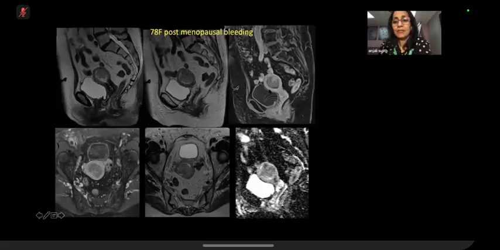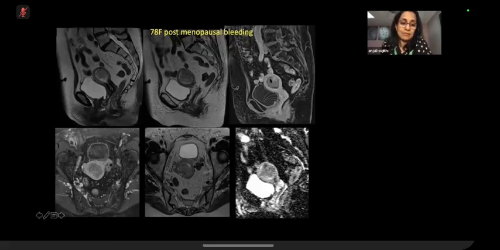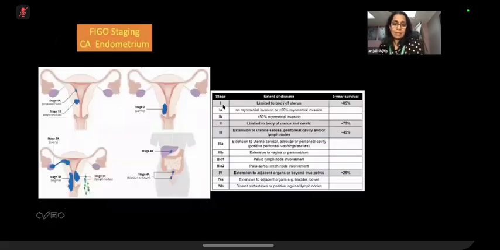Okay, and following contrast, what happens? The myometrium enhances quite avidly, whereas the tumor does not enhance to that extent. So post-contrast images would give best contrast between myometrium and the tumor, and so would help to see if there is myometrial invasion. We'll come back to this slide again. So first, let's have a look at figure staging of CA endometrium.